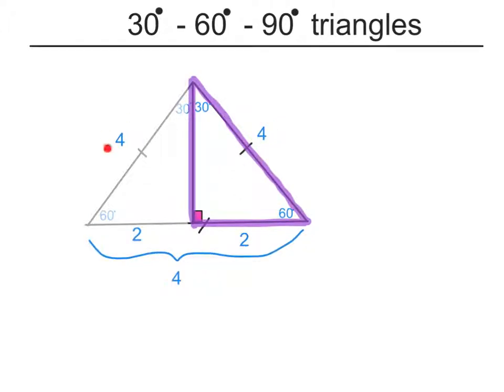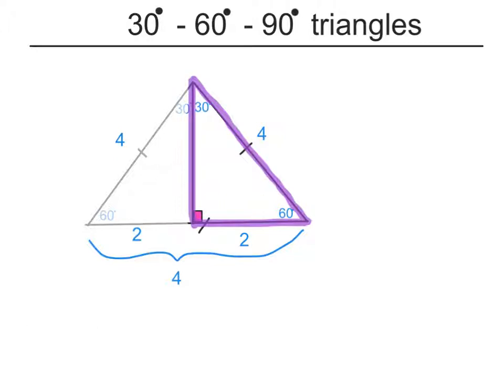So what happens if I change all those 10s to 4s? This side's 4, this side's 4, this side's 4. The altitude/median divides this side into 2 and 2. Okay, great. But look at, across from my 30 is 2, across from my 90 is 4. Are you seeing that pattern yet? Are you seeing the relationship between these two sides?